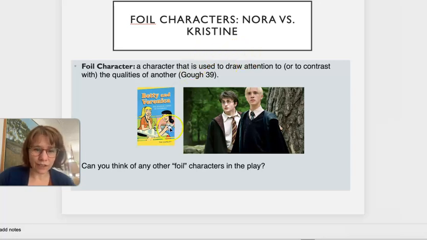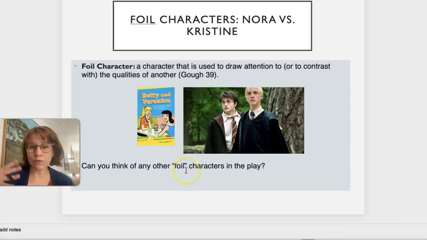Some foil characters are Betty and Veronica, as oppositions, or Harry Potter and Draco Malfoy. So they have very contrasting characteristics.